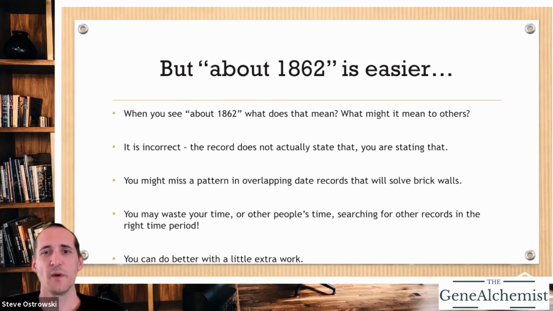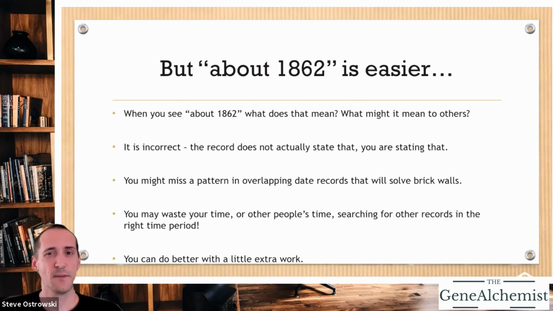If you write about 1862, you might miss a pattern in those overlapping date records, and those overlapping records could help you in many ways, solving brick walls, narrowing down your research time, helping you jump to browsing large books down to a fraction of that book, et cetera, et cetera. You might miss that pattern. If you just write about 1862 for everything, you might miss that actually what you're seeing is between October 1861 and February 1862, giving you a 4-month window that spreads over 2 years. Okay, so this helps you focus down and observe or detect patterns in the data that you already have.